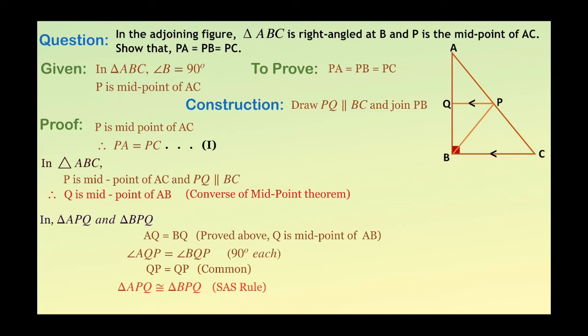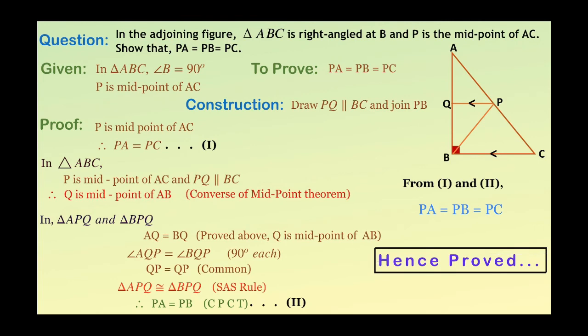So the corresponding sides PA and PB of congruent triangles are equal. Let's say this is result 2, and from results 1 and 2 we see that PA is equal to PC and PA is also equal to PB. So we can conclude that PA equals PB equals PC. Hence it is proved. Here we notice that in any right angled triangle, the midpoint of the hypotenuse is always at an equal distance from all the three vertices.